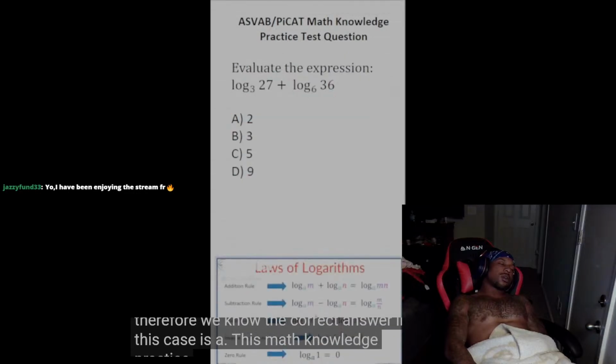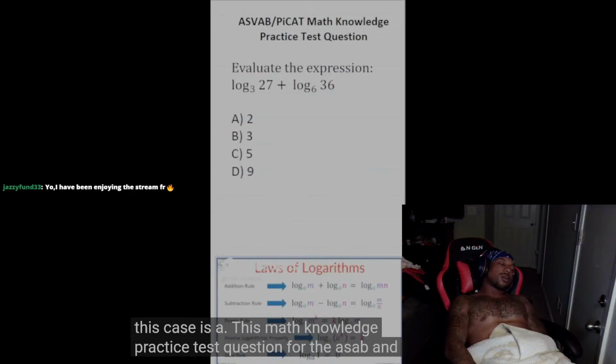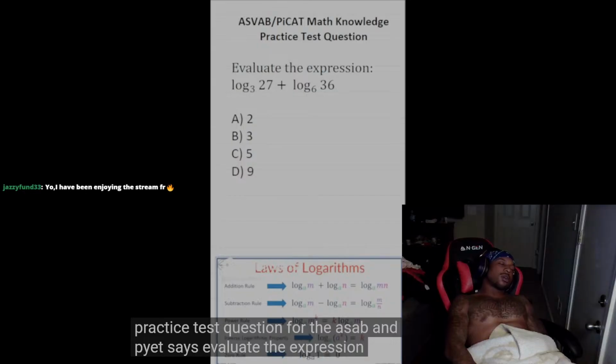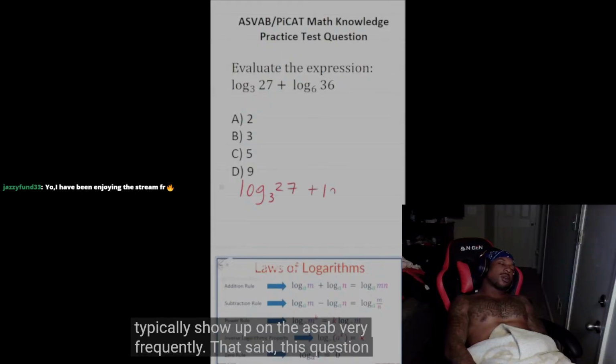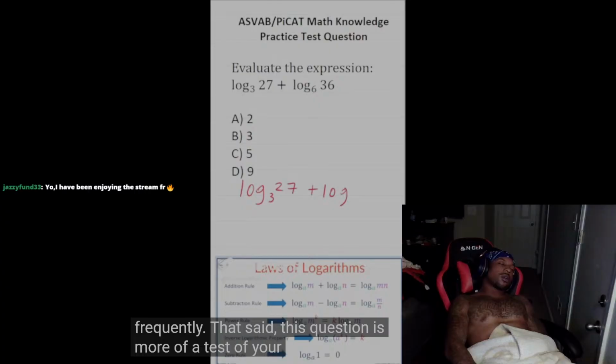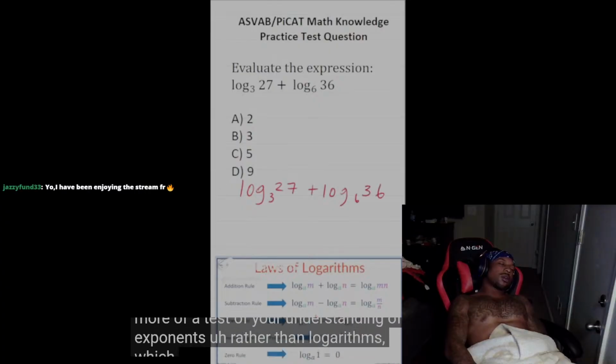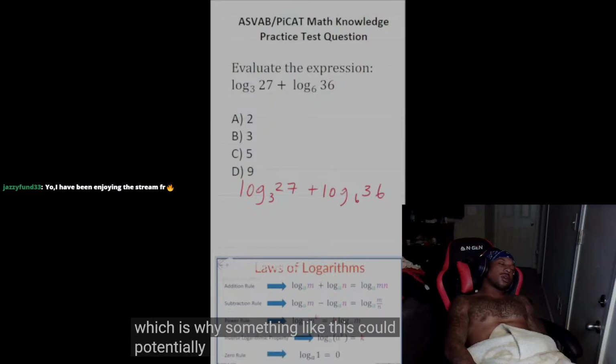This math knowledge practice test question for the ASVAB and PiCAT says evaluate the expression log base 3 of 27 plus log base 6 of 36. Now, truth be told, logarithms don't typically show up on the ASVAB very frequently. That said, this question is more of a test of your understanding of exponents rather than logarithms, which is why something like this could potentially show up.